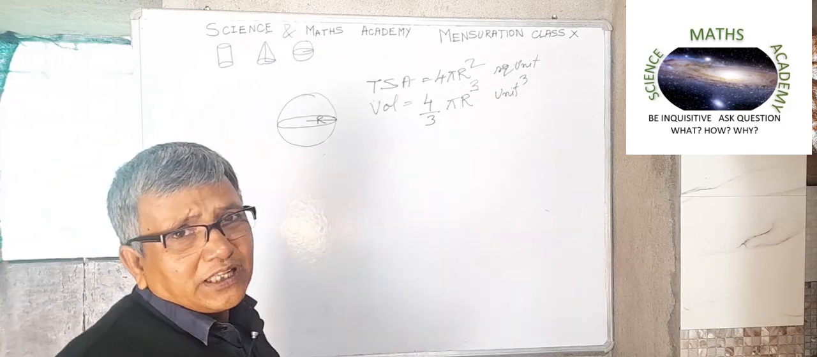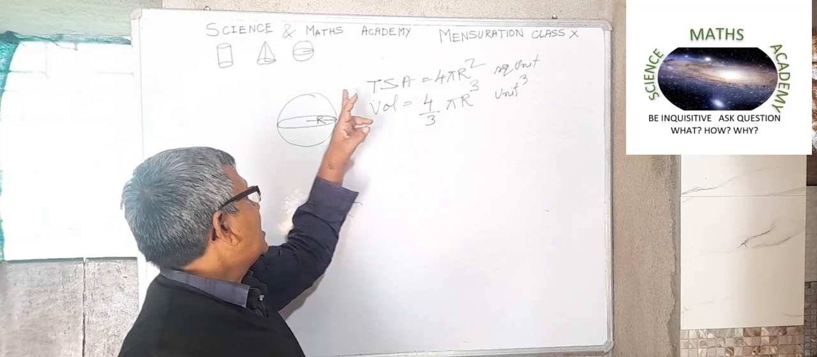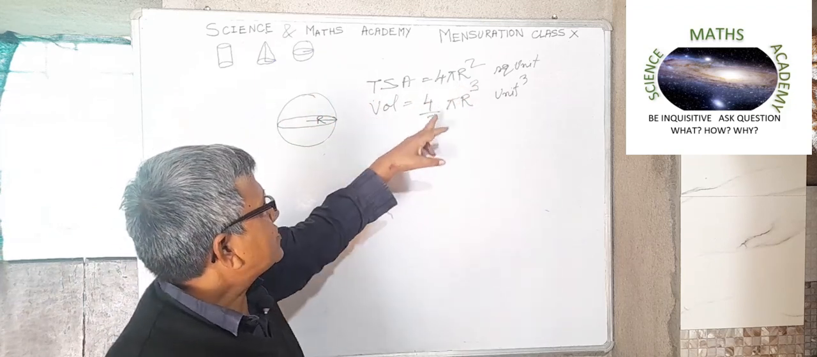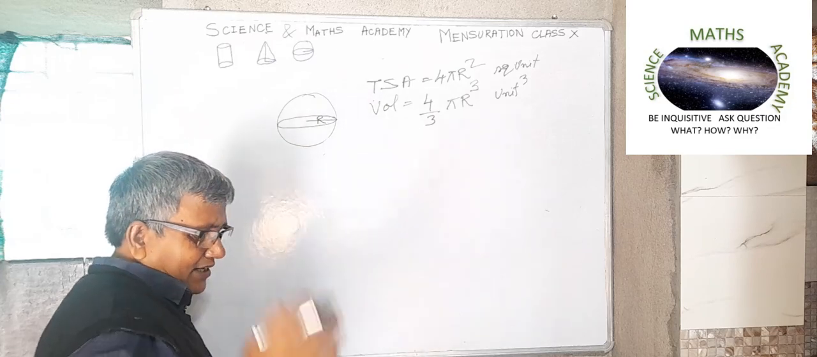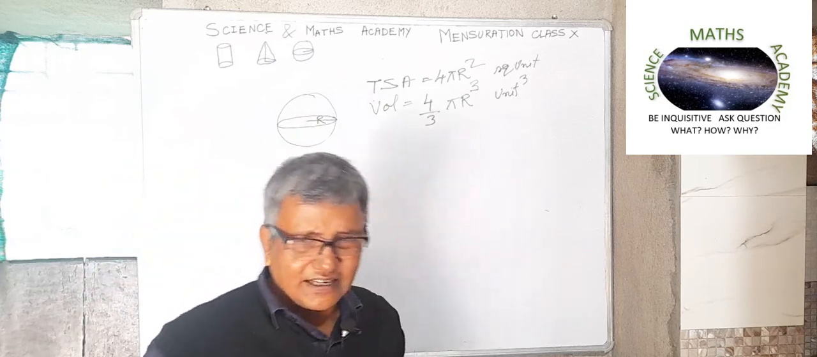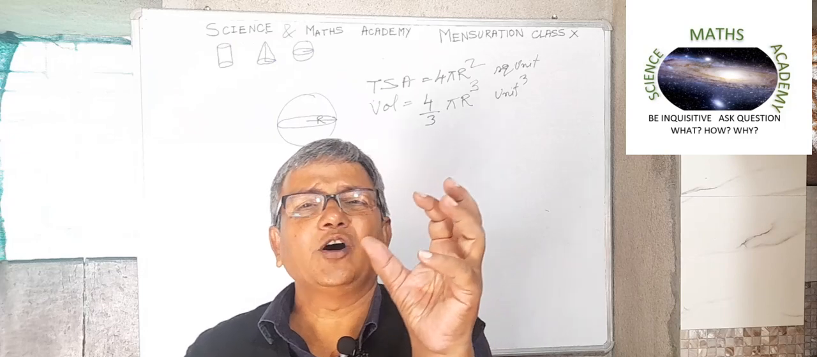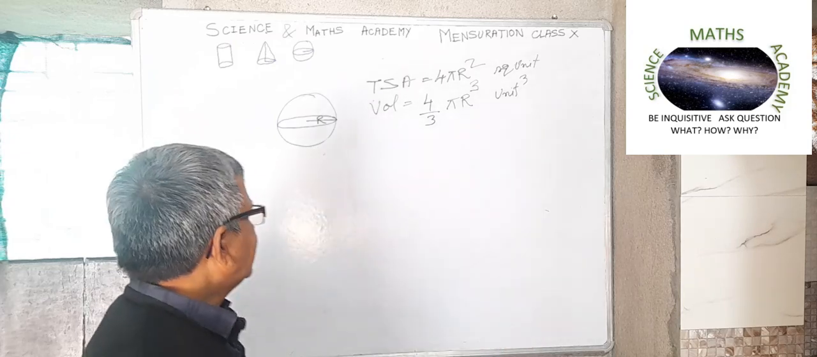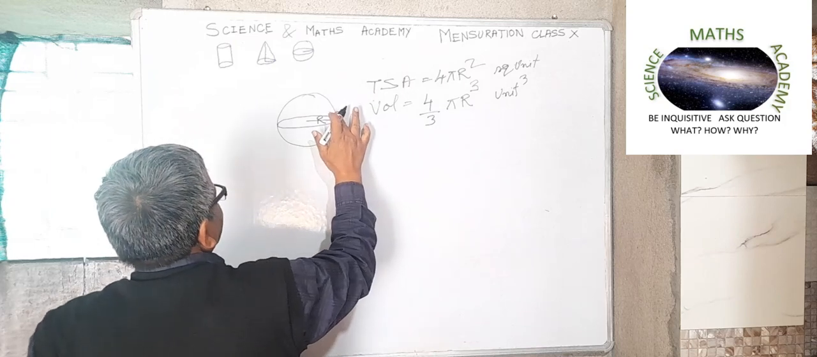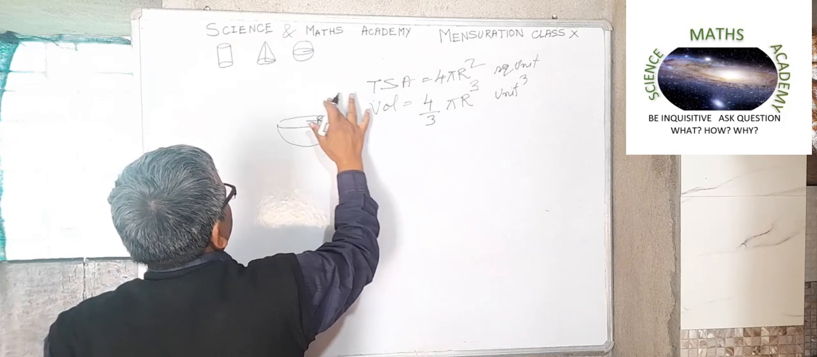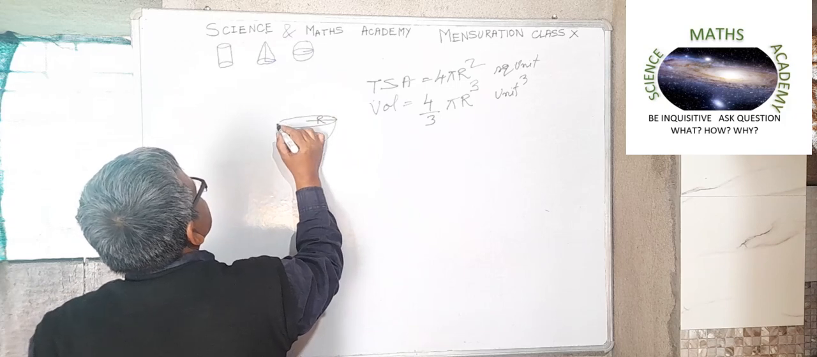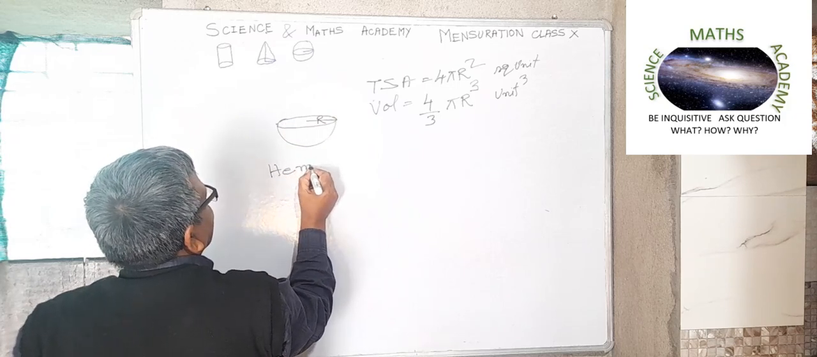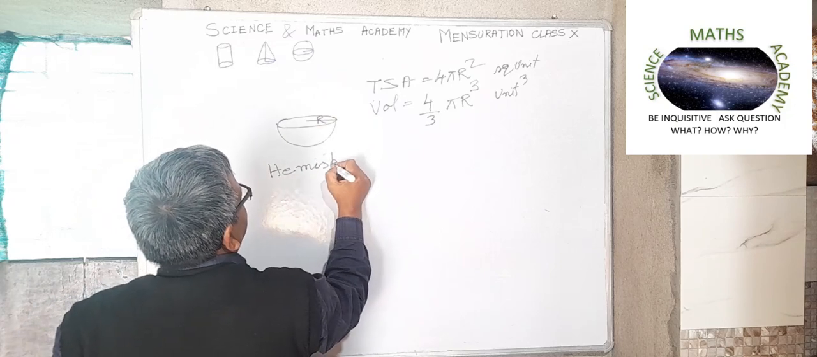So what did I say? The total surface area of a sphere is 4 pi r square and the volume is 4/3 pi r cube. Now sir, I am taking a mosambi or orange, and you have cut it. This portion is a hemisphere.